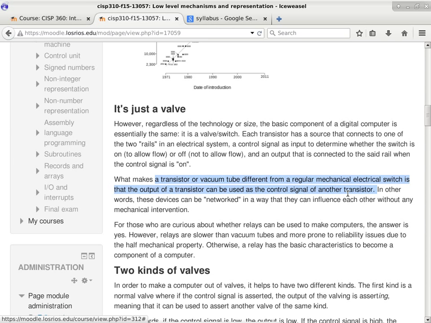But what is the input to a relay? Is there a little lever for you to flip? No. What is the input to a relay? It's an electrical signal. It takes an electrical signal to control its state. And then what is the output of a relay? An electrical signal that can be used to control another relay.